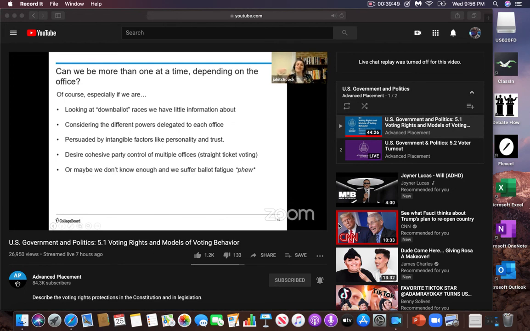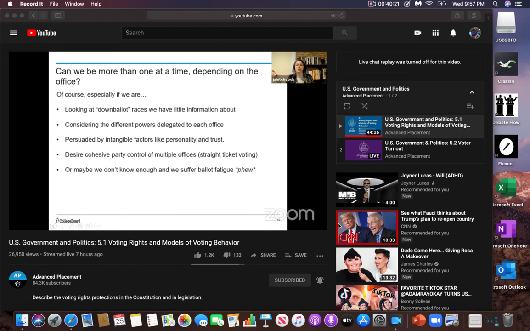We also might think differently about the powers that have been delegated to each office. Maybe we love having expansive national powers for somebody at the national level, but when we come to school choice and stuff like that, we want it to be more conservative, right? There are people out there who think that stuff is important. The next thing is being persuaded by intangible factors like personality and trust, right? We might break how we would vote normally with our party affiliation based on things that are intangibles.